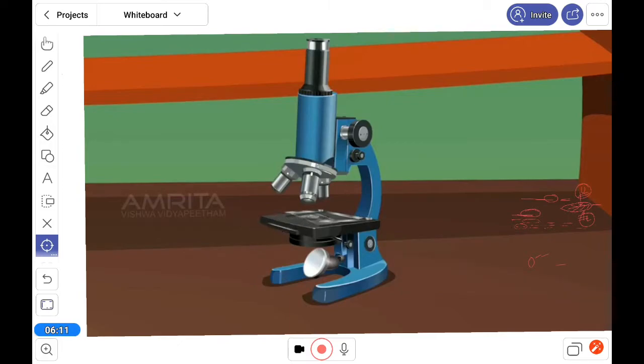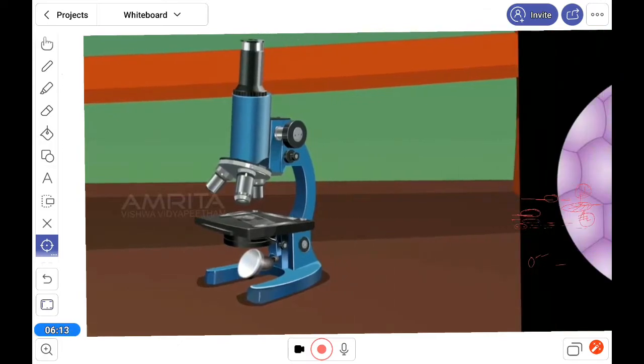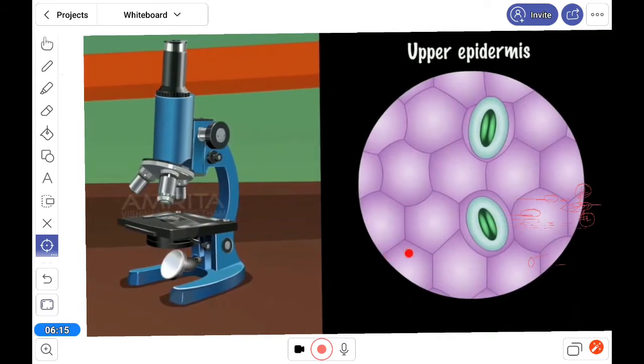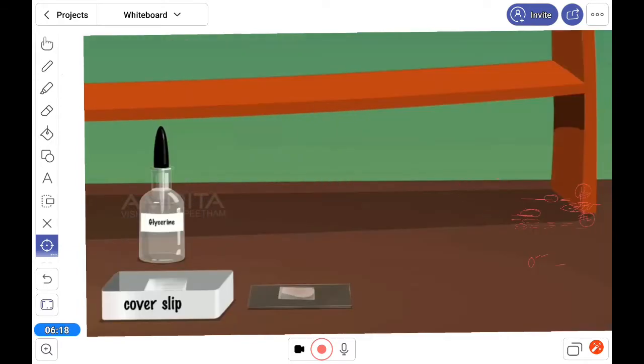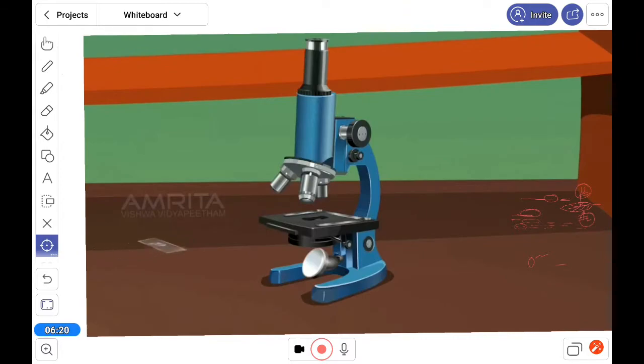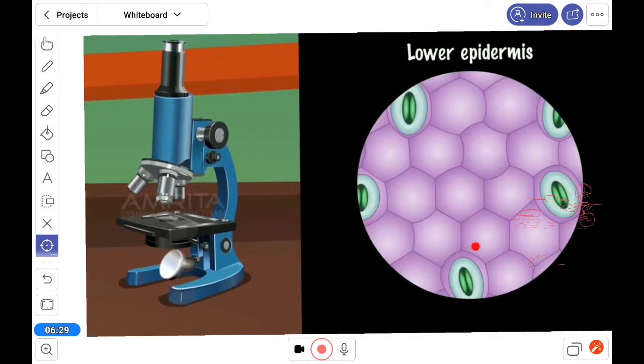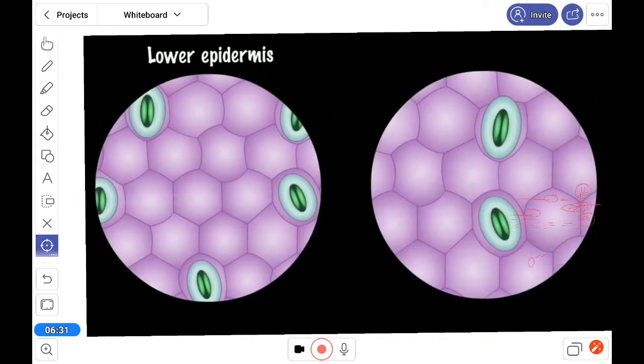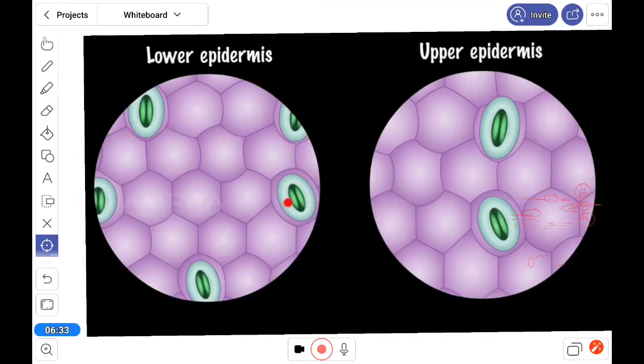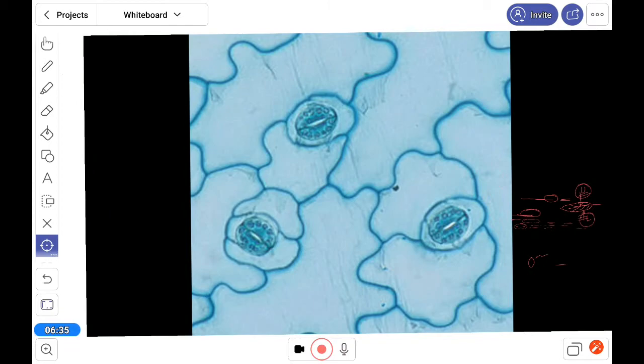Here is the microscope. We can clip the slide in, and here is the upper epidermis. The stomata number is less, and another slide we also have to see simultaneously, side by side. If we compare, the lower one has more stomata than the upper epidermis. Here is the stomatal view, you can see.